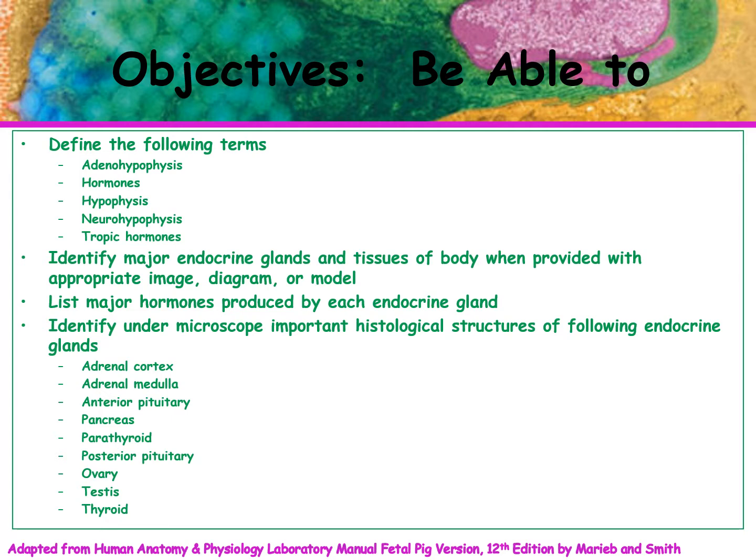For your exam, you should be able to define the following terms: adenohypophysis, hormones, hypophysis, neurohypophysis, and tropic hormones. Additionally, you should be able to identify all major endocrine glands and tissues on an image, diagram, or model. You should be able to list the major hormones produced by each endocrine gland. And then finally, you should be able to recognize the histological structure of specific endocrine glands.